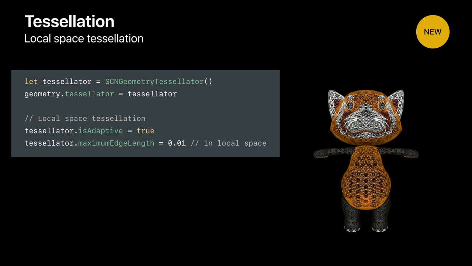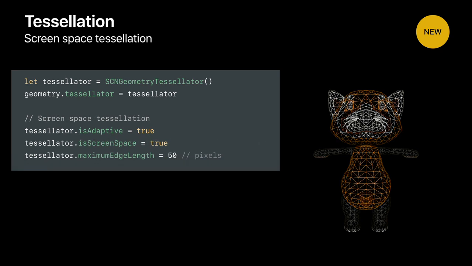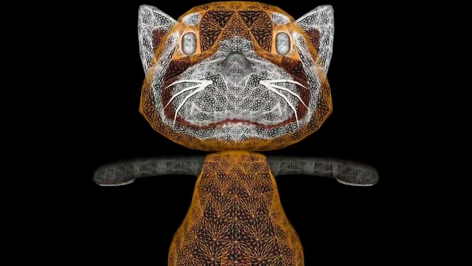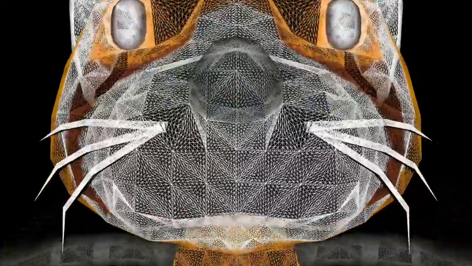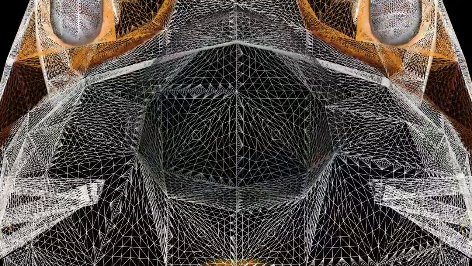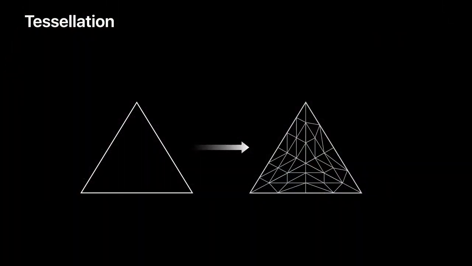So let's take a look at a more complex example now. Here, you can ask SceneKit to come up with special tessellation factors so that no edge is too long. So here, you provide a maximum edge length in local space. Even more powerful, you can ask SceneKit to constantly reevaluate at each frame the tessellation factors depending on the projected size of the object. So in this mode, you will provide a maximum edge length in screen space, that is in pixels. So that's it for tessellation.